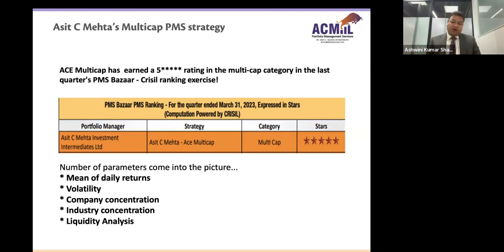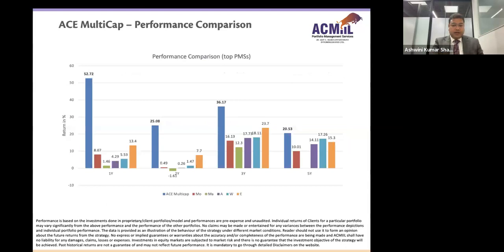And this is what gets captured in what I've been trying to tell, that the investment philosophy is the genesis of any kind of performance that comes around. And this has been proven in this particular ranking exercise as well.